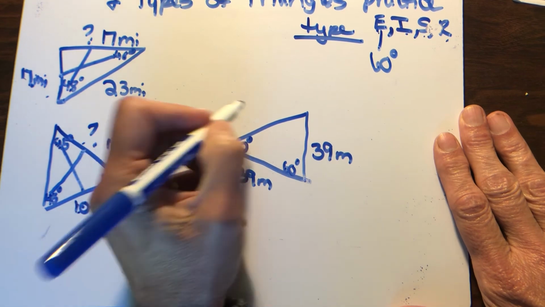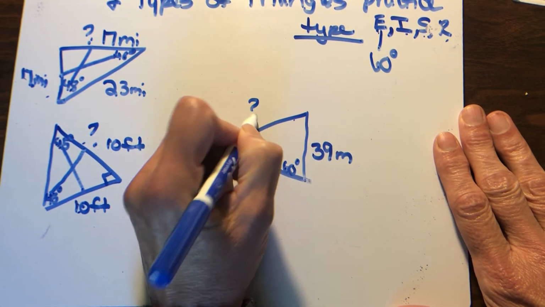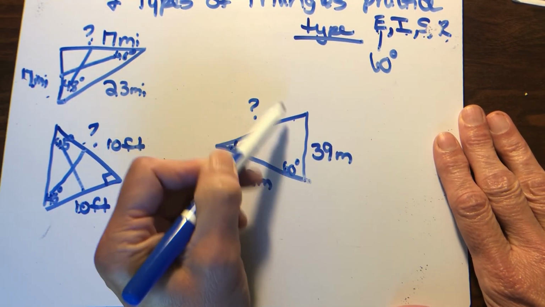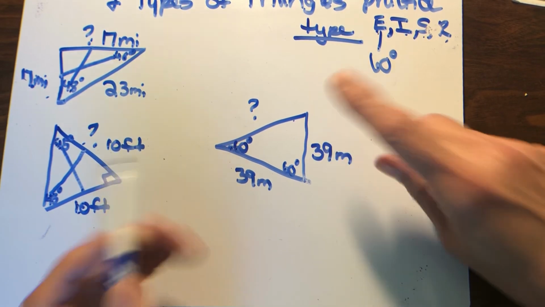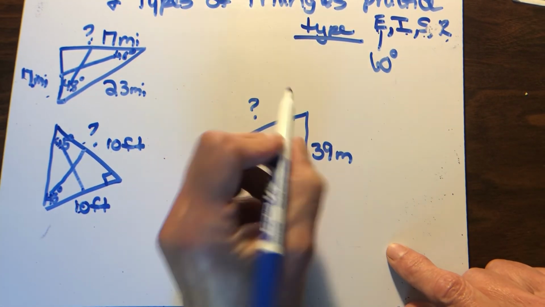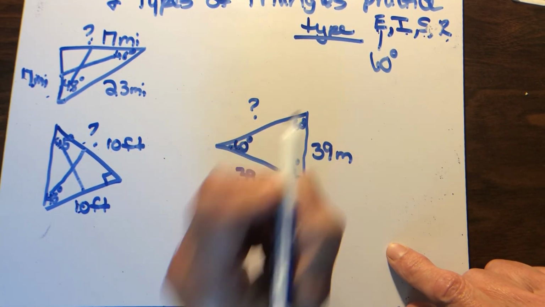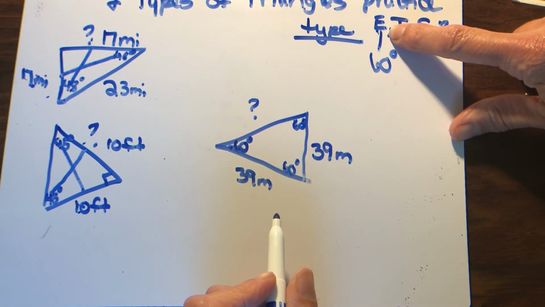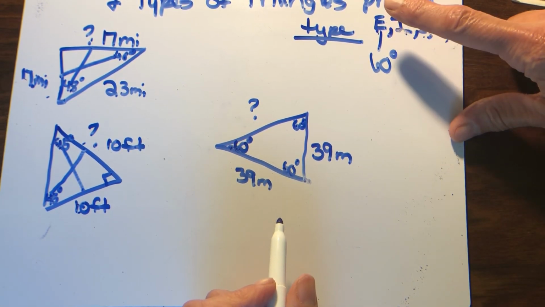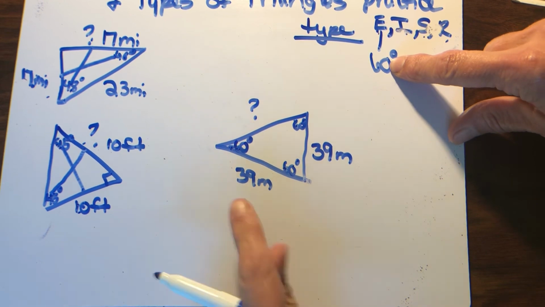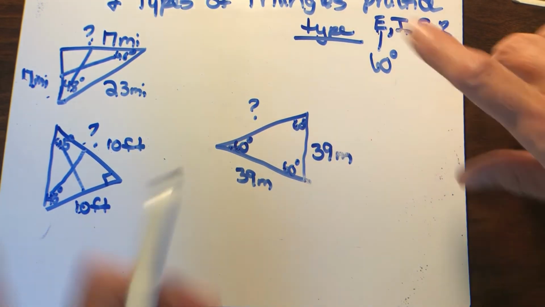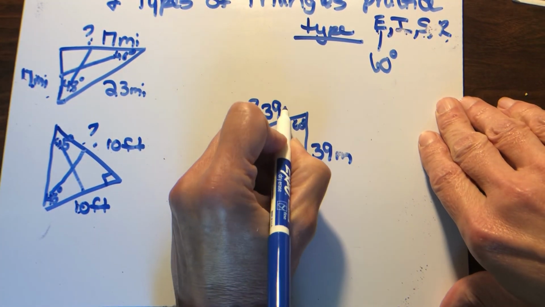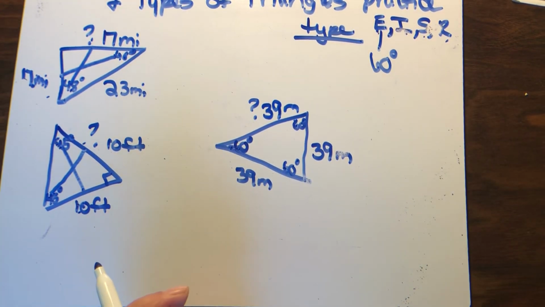So, actually I didn't tell you that, but we're looking for the length of this side, right? So if we know it's 60, 60, we know this is going to be 60. And we know that an equilateral triangle has three equal angles, but also three equal sides. So that's 39 meters for that one.